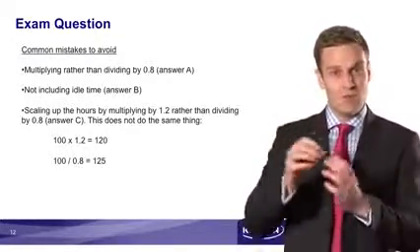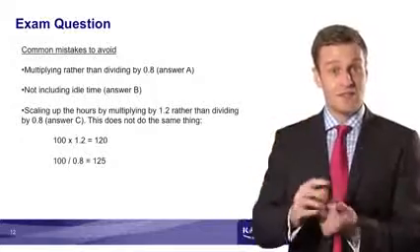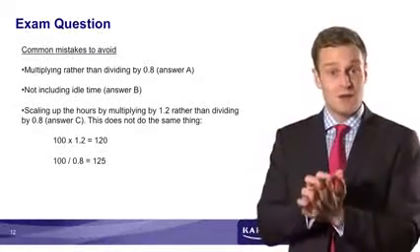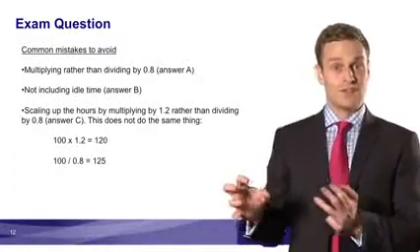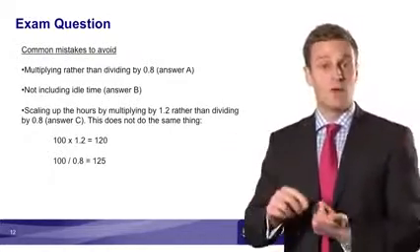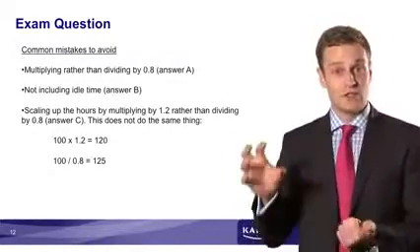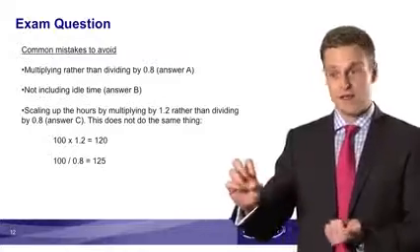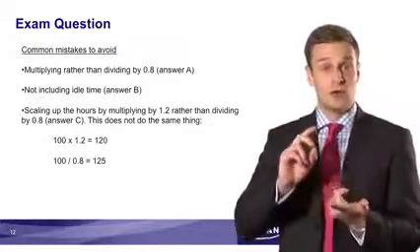So the examiner doesn't just pick random answers out in the A, B, C and D. The other answers are being calculated so that if you do make a mistake, the option is still there. So you need to be careful of that. So A is multiplying rather than dividing by 0.8. So we've just seen why we need to divide, not multiply. Answer B doesn't include any idle time.